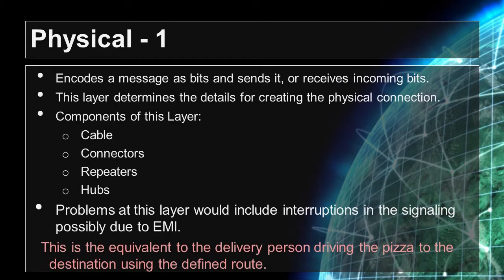The first layer is the physical layer. This layer encodes a message as bits and sends it or receives the incoming bits. This layer determines the details for creating the physical connection. Components of this layer include cable, connectors, repeaters, and hubs. Problems with this layer would include interruptions in the signaling, possibly due to EMI, or electromagnetic interference. This is the equivalent to the delivery person driving the pizza to the destination using the defined route.